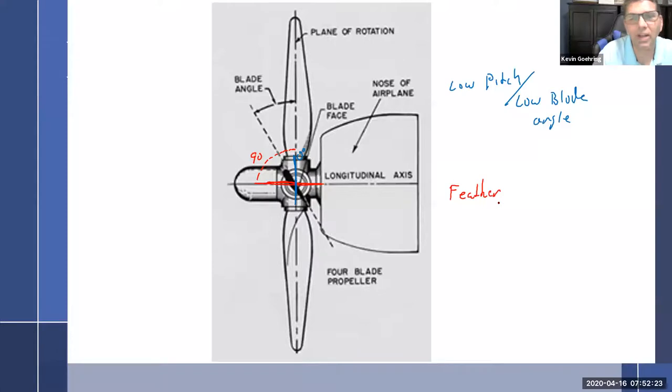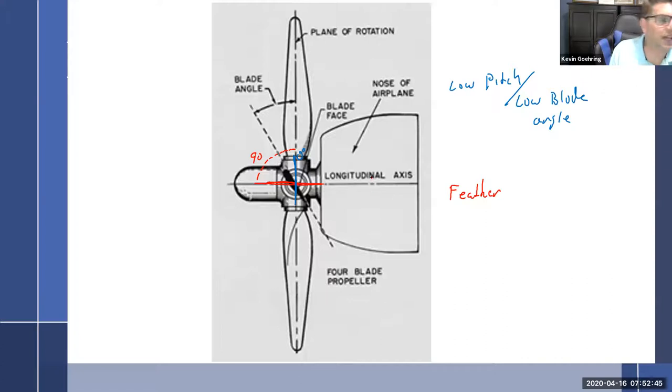That's called feather. I don't know why it's called that actually, but what that means is there is no thrust. You can't run a propeller like this. It's just coming around and smacking the air, like your hand sticking straight out of the car window when you're going 60 miles an hour flat in the wind. Doesn't work. You go into feather when the engine has failed and you shut it down.